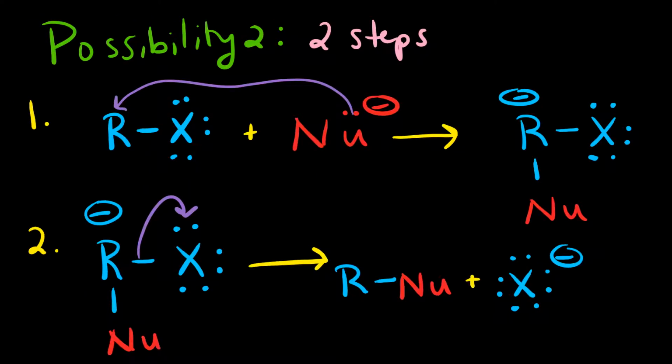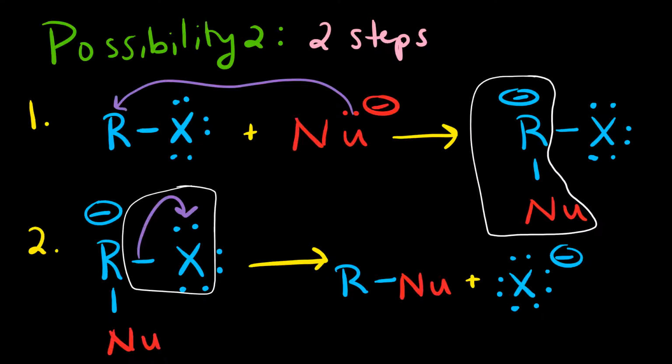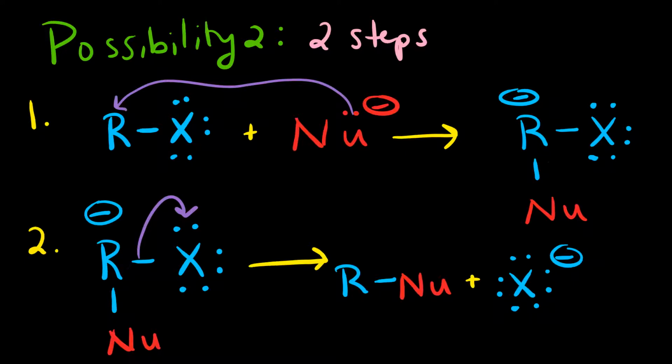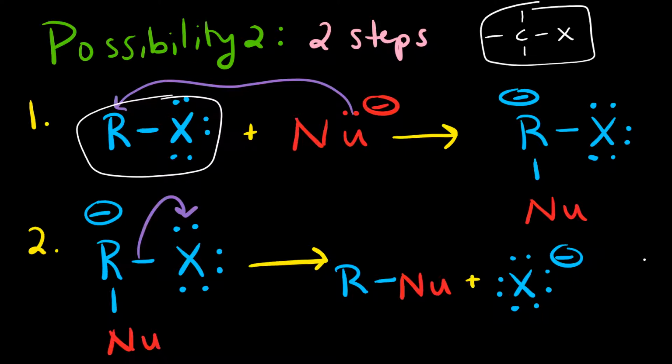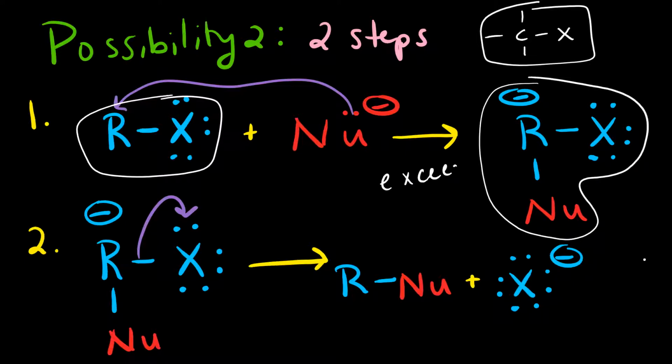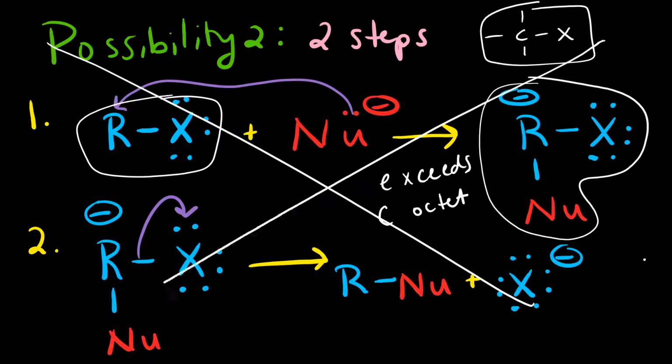So a second possible way that the reaction could happen is maybe the new sigma bond is formed between the nucleophile and the carbon, and then the old sigma bond is broken in a second step between the carbon and the halogen. But hopefully, if you take a look at this second possibility, you notice a problem. An alkyl halide already has a complete octet at the carbon. It has this form here. And so if you're introducing a nucleophile, you're now exceeding the carbon octet. So this is not possible, the second possibility. We can rule this out.